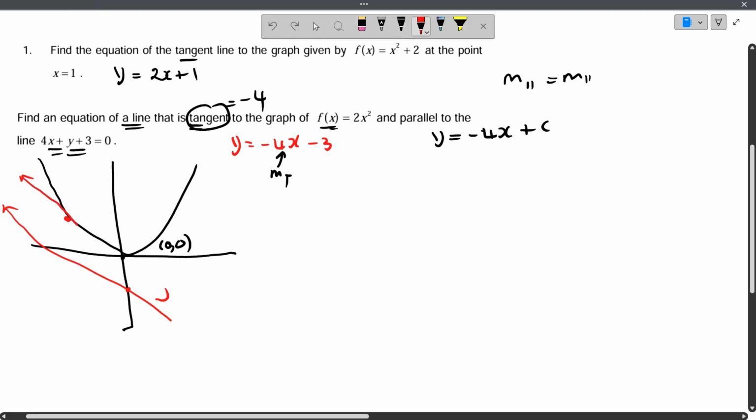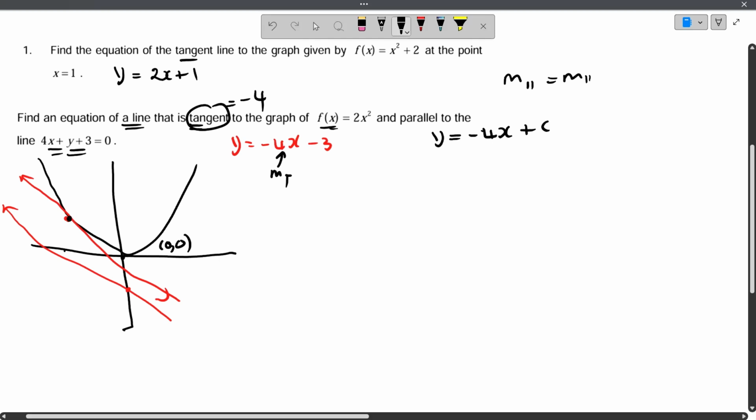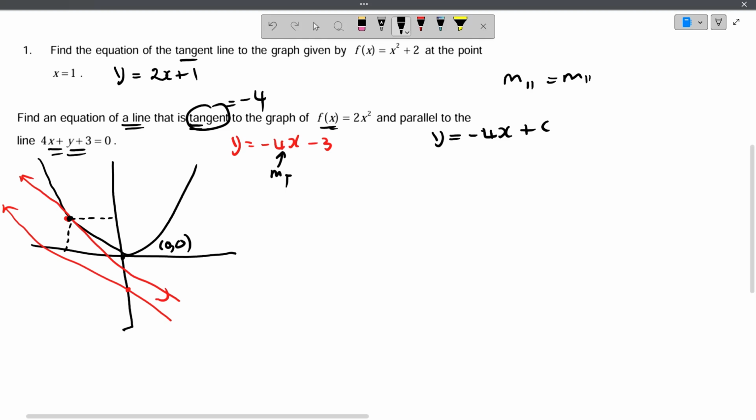Okay, it's not drawn to scale. Let's say these two lines are parallel to each other. Now this is my function of this line that will touch this point here. So they will touch at some x value, of course, and some y value. Now we do not know those values, so we need to find them.